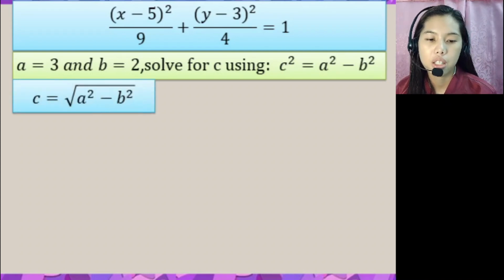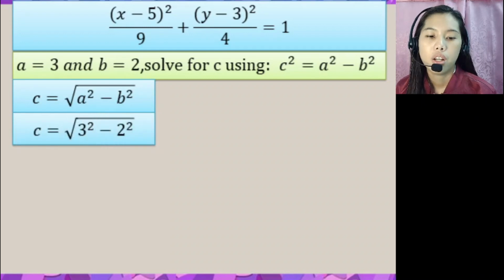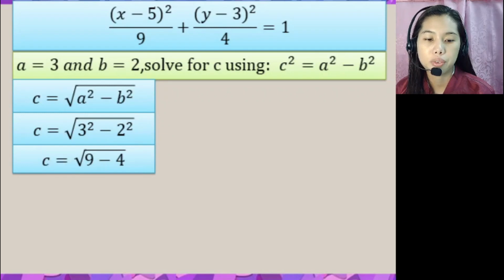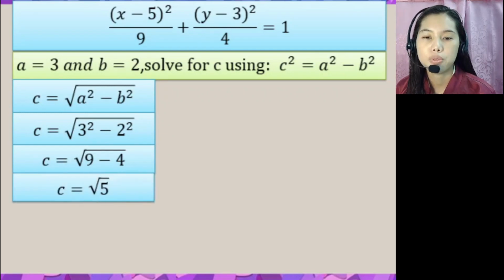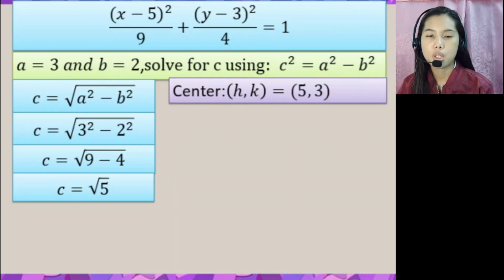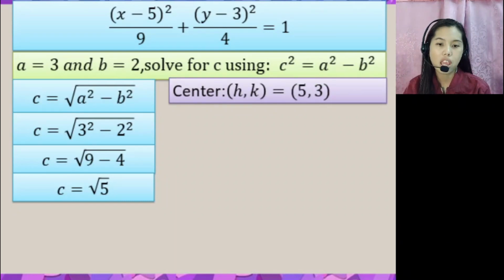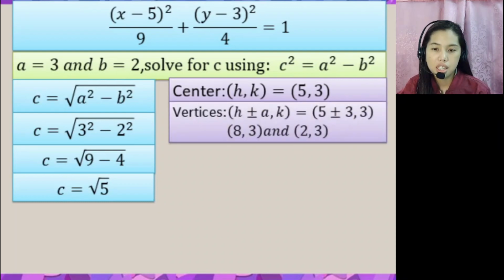Okay, so we have here 3 squared minus 2 squared, that's 9 minus 4, that's equivalent to square root of 5. So our c is square root of 5. So that means our center, still at (h, k), is at (5, 3). Our vertices are at, okay, so try to think about it. Now observe our standard equation.